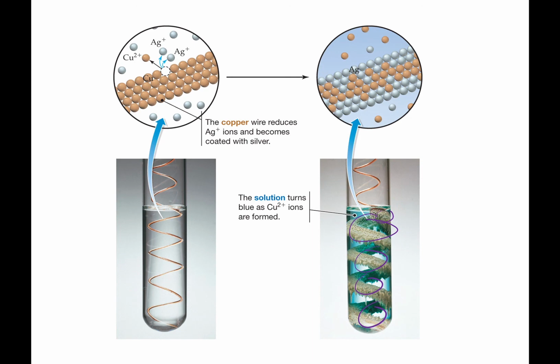So this is what's happening. The copper wire gets oxidized. It goes into solution. That's why the solution's turning blue, because copper 2 ions are blue. And the silver is actually getting deposited on top of the copper.